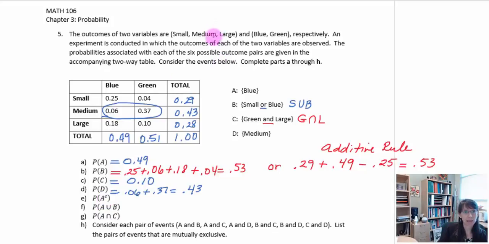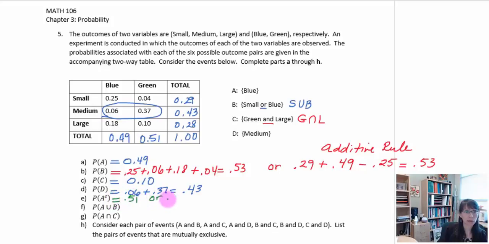Probability of event A is blue. So we do not want blue. So the probability of not blue would leave us green. So we could go directly to our total there of 0.51.